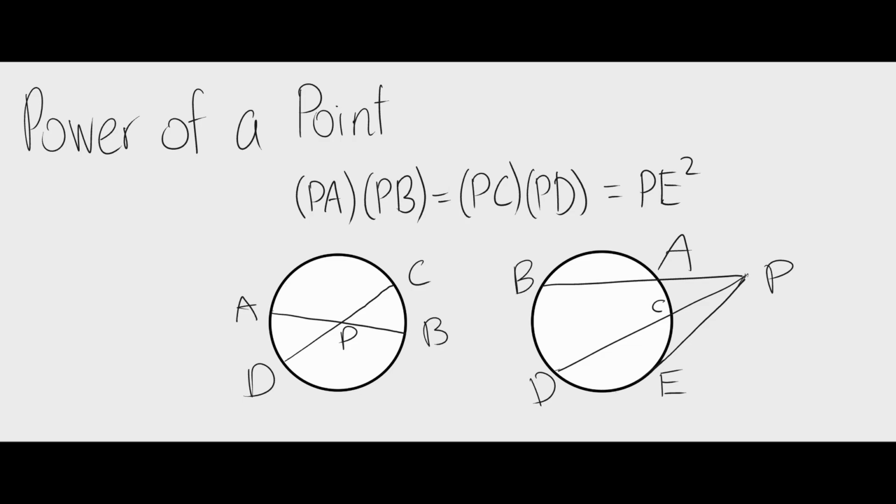This theorem deals with lines that pass through circles and intersect at a given point. Shown here are the possibilities of this intersection, with the point being inside the circle in the left example, and the point being outside the circle on the right.